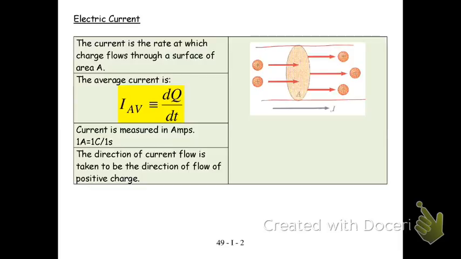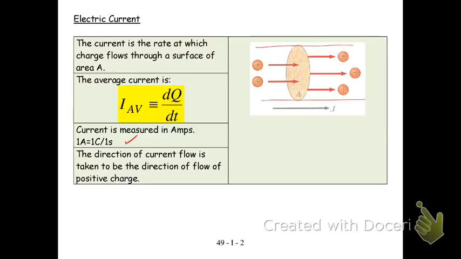Current is the rate at which charge flows through a surface of area A. So basically, the average current is defined as the change of the amount of charge over the amount of time. So you can count how many coulombs are going through, and if you have 5 coulombs in 10 seconds, that's 0.5, whatever, we'll call them amps. If you count 0.7 coulombs in 1 second, it's 0.7 amps. So it's just that. Current is measured in amps, named after Ampere, and so an amp is a coulomb a second.